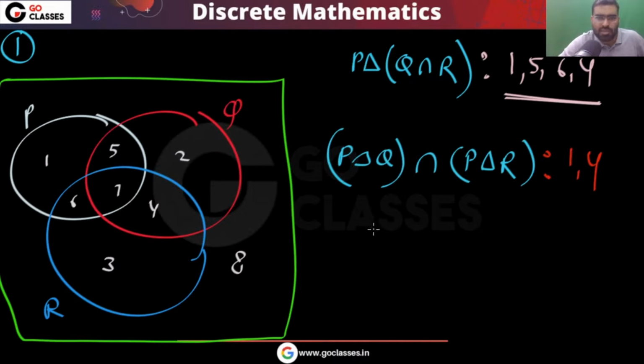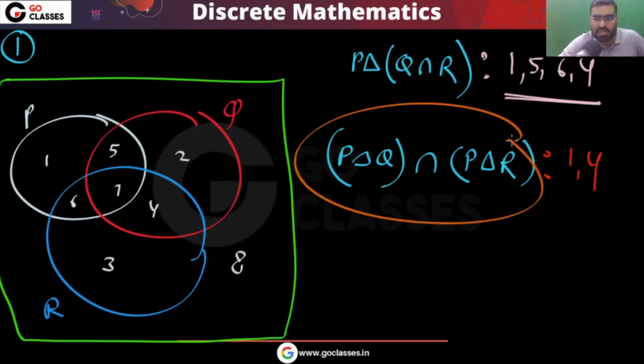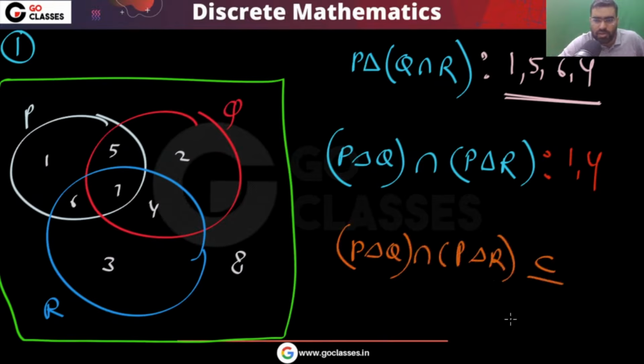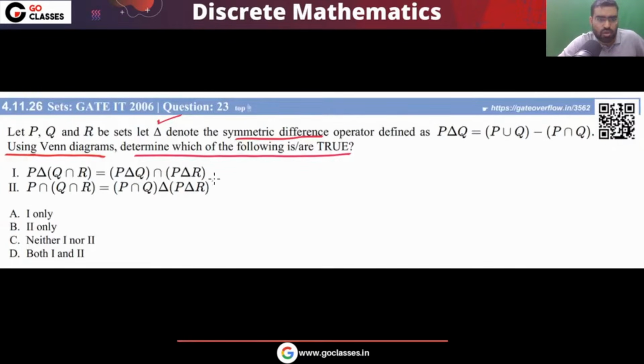Now very easily you can see they are not equal, right? This is a subset of the upper one. So you can easily see this is P exclusive or Q, intersection P exclusive or R. So this is a subset of this. They are not equivalent. These two are not equal. So remember, this is false. This distributive property is false.